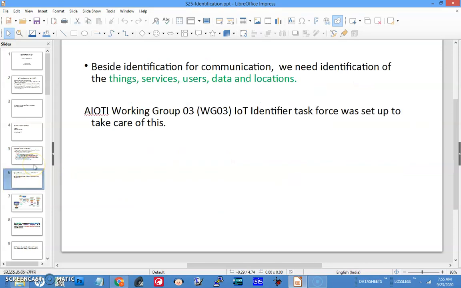Apart from identification of things, services, users, data and locations, this AIoTI has dedicated working groups, WG. They look at different dimensions of IoT. To tell you in short, let's say you are making a product in India. Before you can market it, you need to undergo a lot of certification and testing. One among them is BIS. You might have read in papers about the BIS requirement for most products. The government has modified it. So we make a product, apply for certification, get it BIS stamped, and only then can we send it to the market.